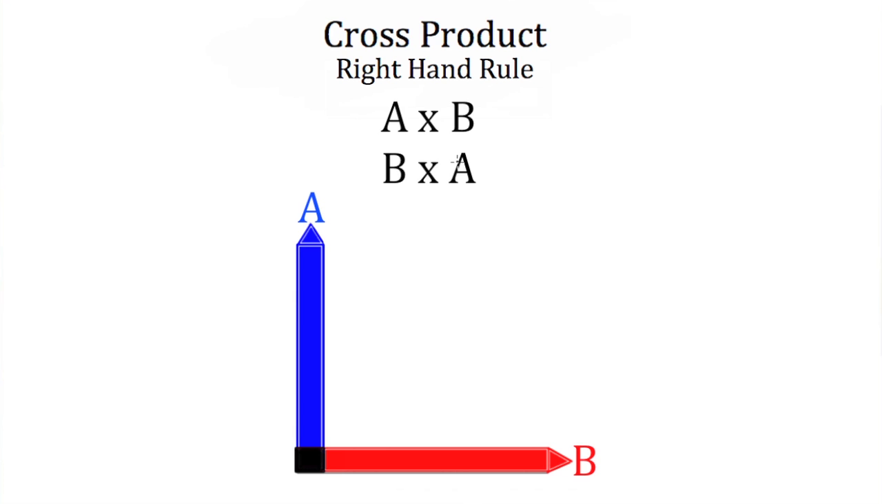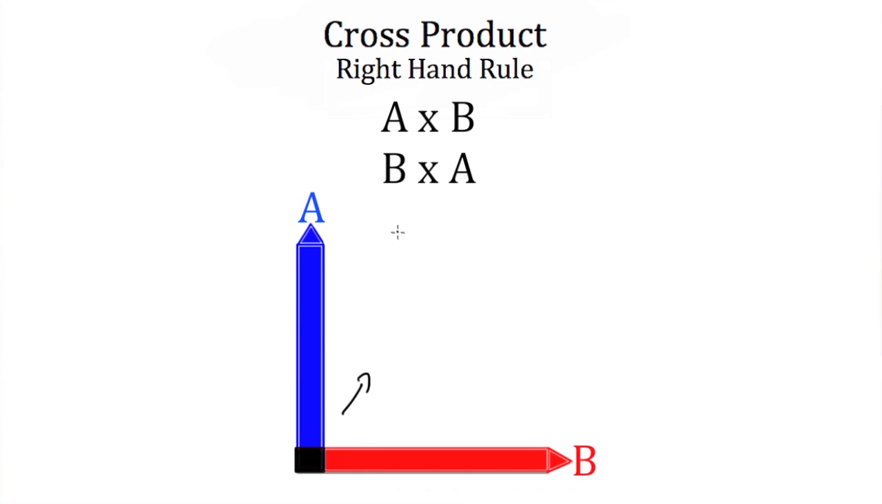Now if we're going to use the right hand rule and we want to find out what direction A crossed with B is going, well, A is my blue vector here and B is my red one. I put the pointer finger on my right hand in the direction of A. I put the rest of my fingers in the direction of B, and my thumb should be pointing directly into the screen. So the vector that we get when we cross A with B is a vector that's going directly into the screen.